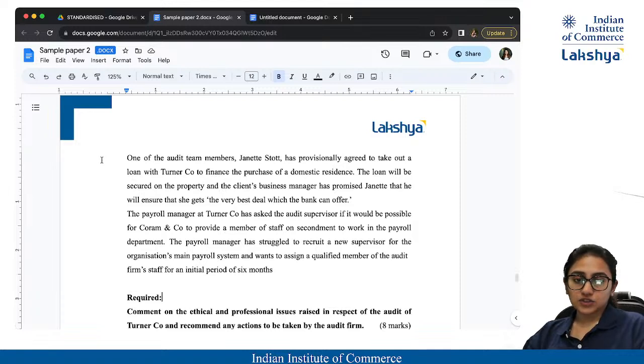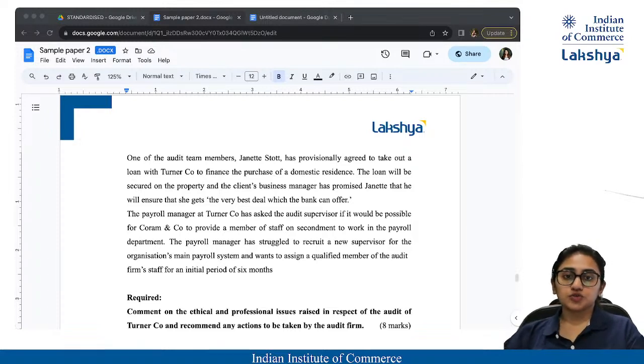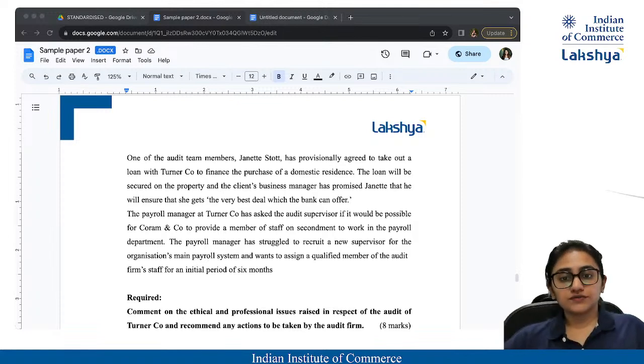The payroll manager at Turner Company has asked the audit supervisor if it would be possible for Quorum and Company to provide a member of staff on secondment to work in the payroll department. The payroll manager has struggled to recruit a new supervisor for the organization's main payroll system and wants to assign a qualified member of the audit firm staff to join for the initial period of 6 months. So what are the ethical and professional issues and actions to be taken by the audit firm?